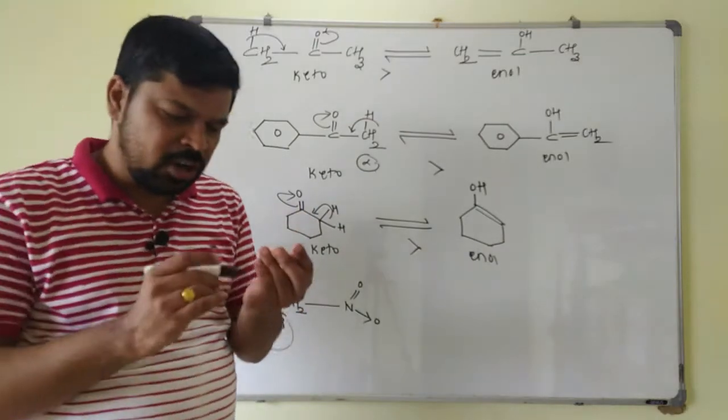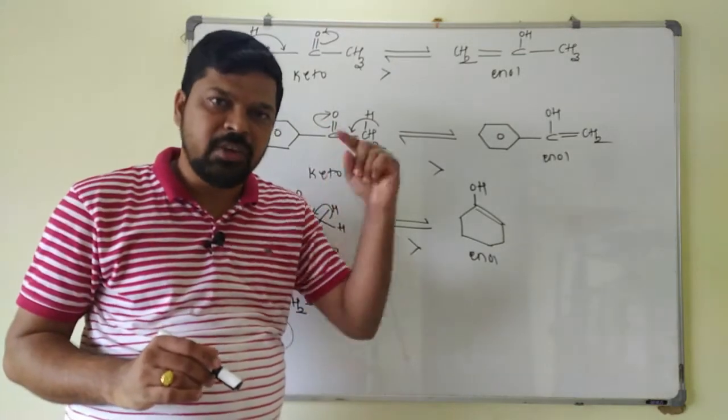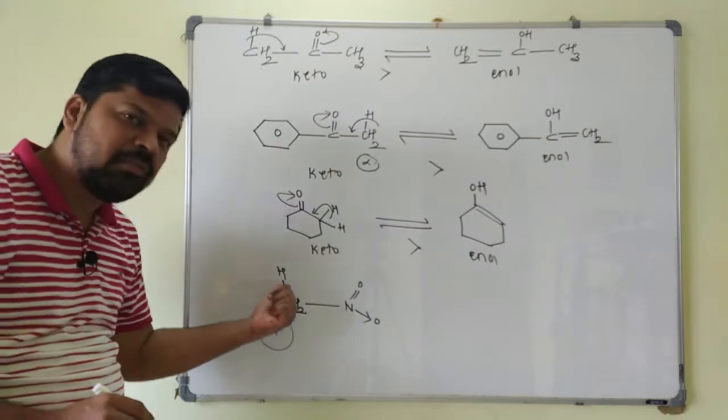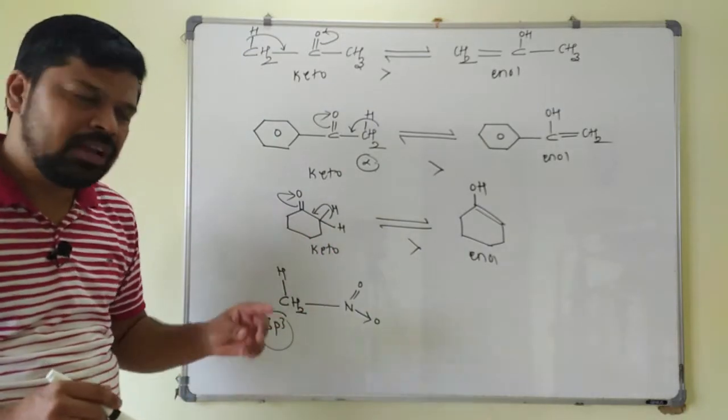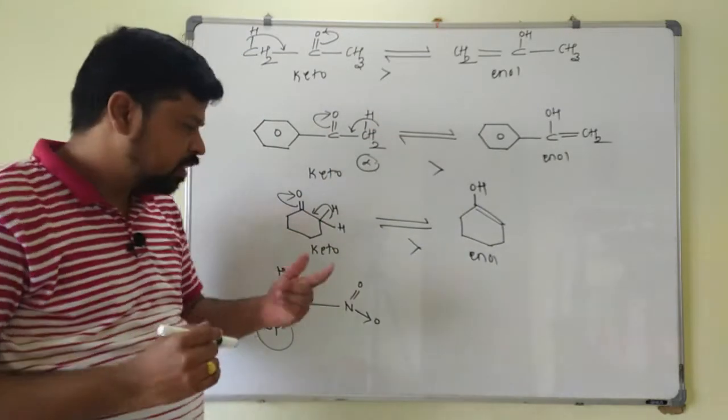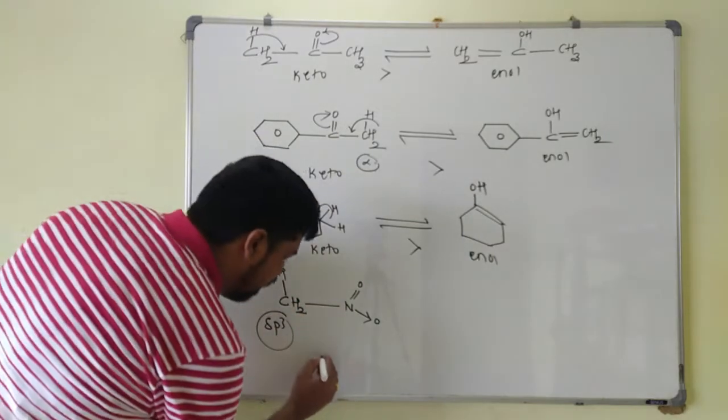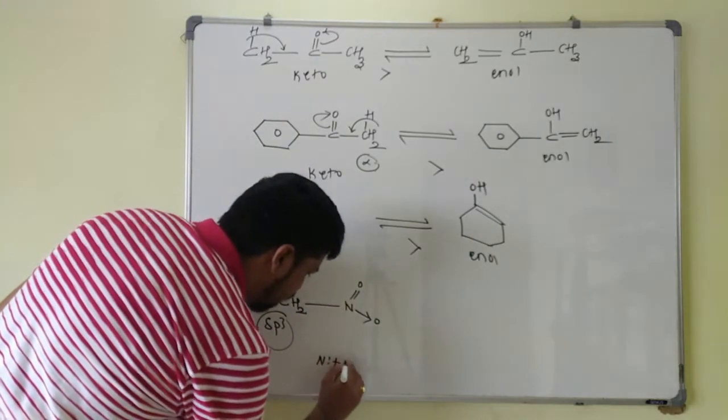Again it will show tautomerism. What is the condition for tautomerism? The sp3 carbon must be connected to a heteromultiple bond, and the sp3 carbon atom must have at least one hydrogen atom. In that case, the compound will show tautomerism, and this you call the nitro form.